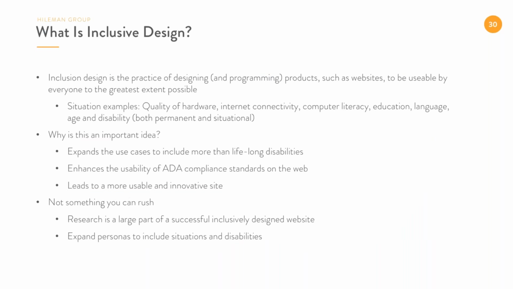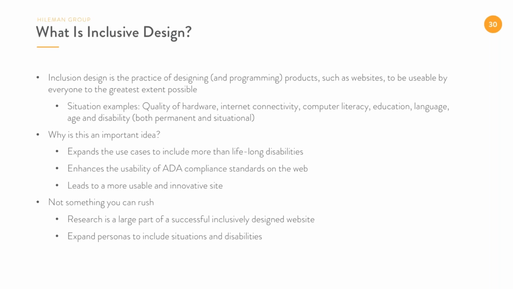Sounds like accessibility, right? Well, here's where it starts to differ. We start to bring in different situations. So the quality of the hardware, internet connectivity, computer literacy, levels of education, language, age, and also disability. And this is where we start talking about both the permanent and the situational disability. When I was talking about needing to tab through a website because you broke your dominant hand, this is where that situational disability comes into play.